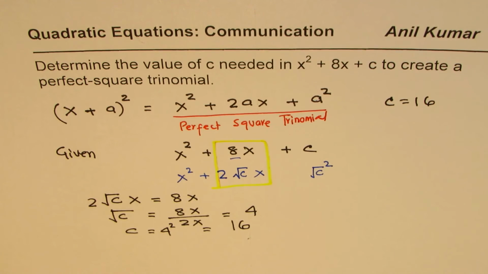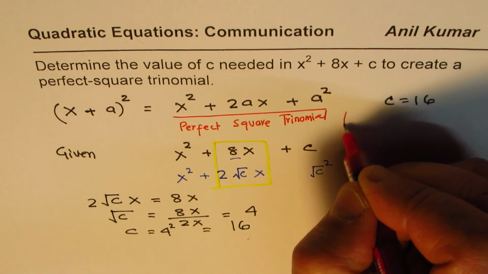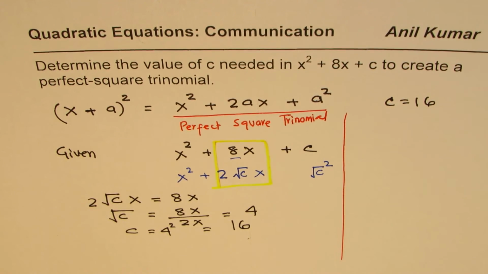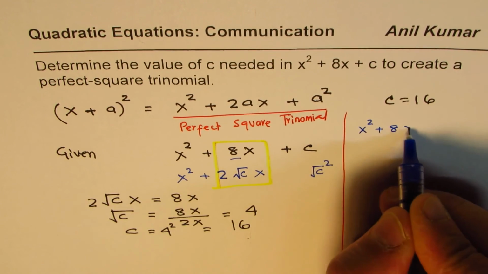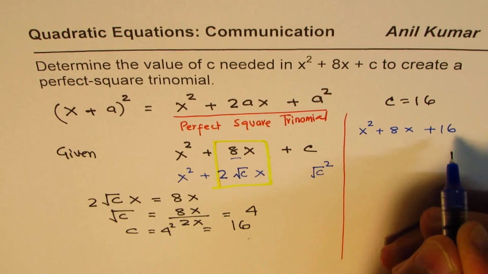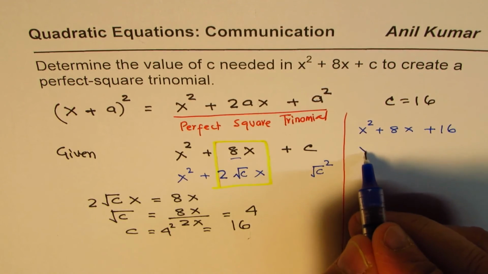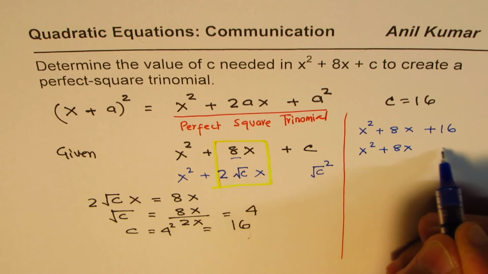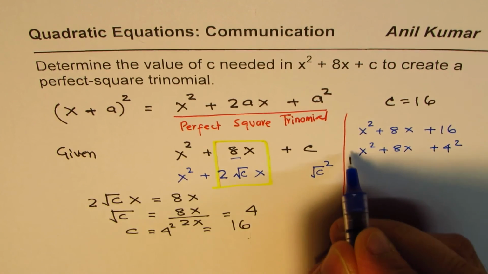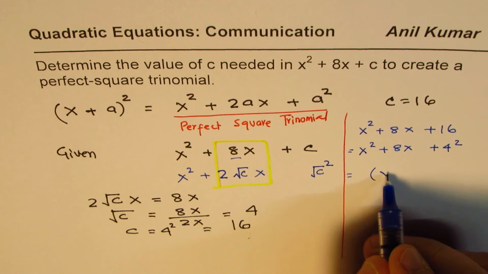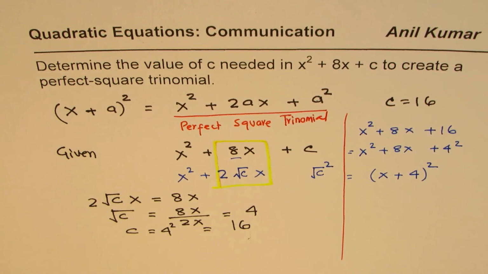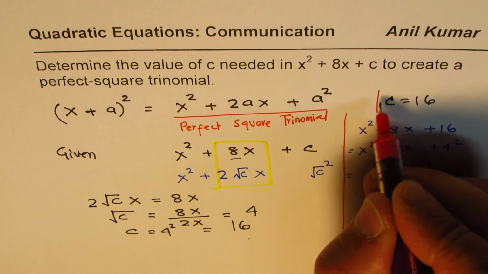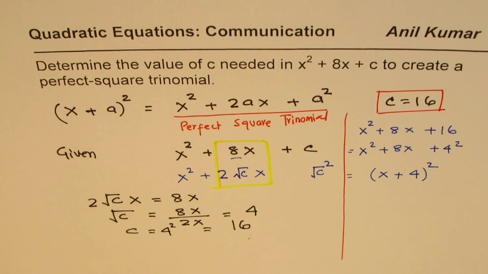Now you can check for yourself, and here is a check. If c is 16, you could write this given trinomial as x squared plus 8x plus 16, which is 4 squared, right? Which is x squared plus 8x plus 4 squared. And I could write this as x plus 4 whole square. So it becomes a perfect square. Do you see that? So that is how we can show that our answer is correct. So the answer is that c should be equal to 16.